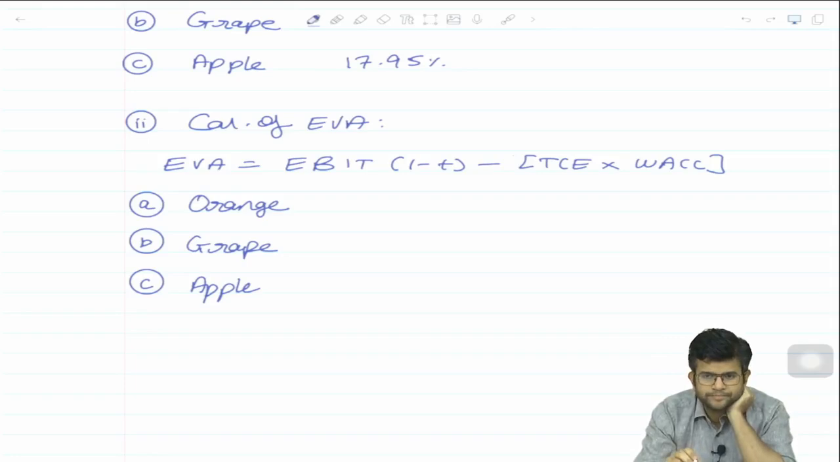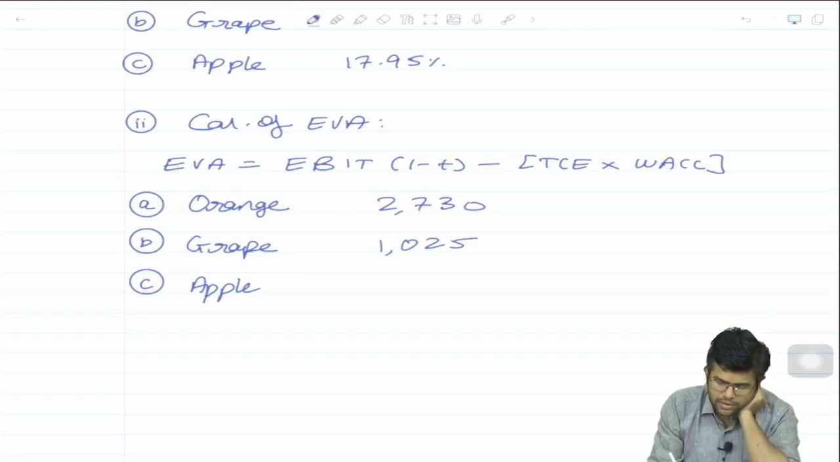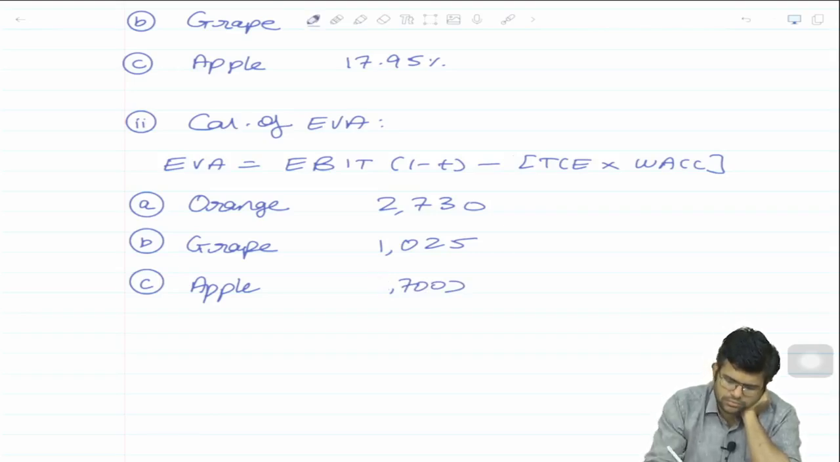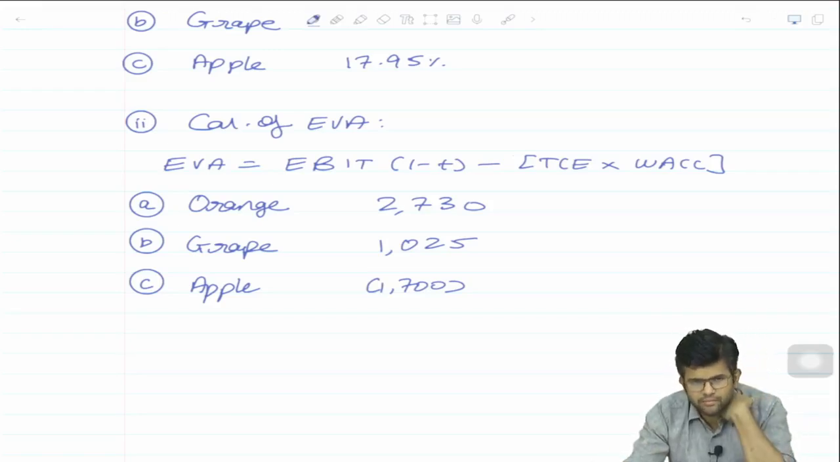All done. So you have got 2730, 1025 and what, negative 1700, negative 1700. Please check these numbers. Some people got Orange right, but Apple was wrong. Just check this.